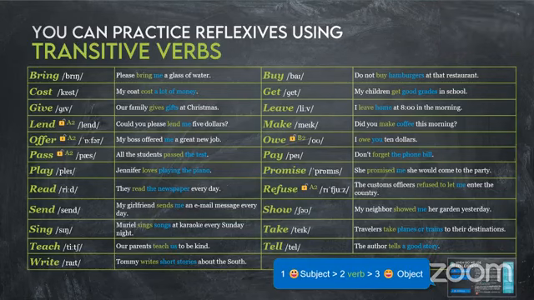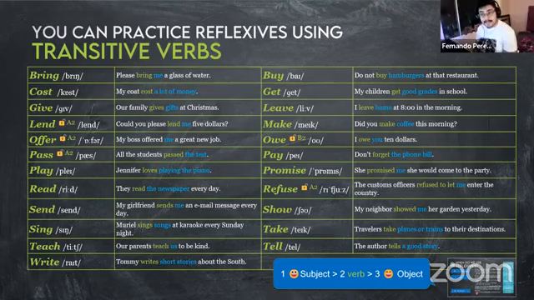Charlie, ask a question to Cesar using the verb owe. Okay. Cesar, did you owe anything? Did you owe yourself anything for any store? Nice. Very good question, man.